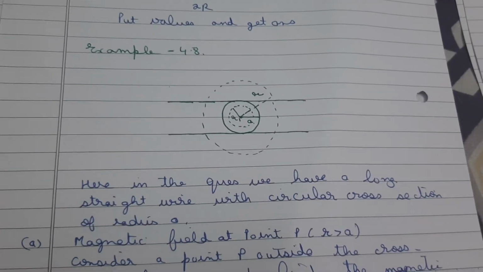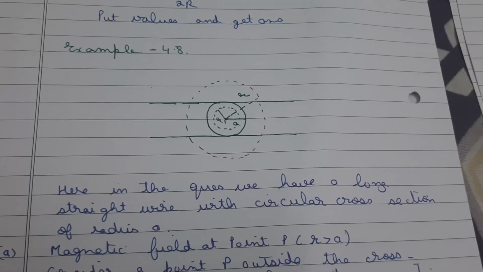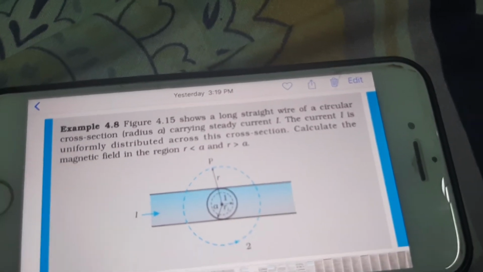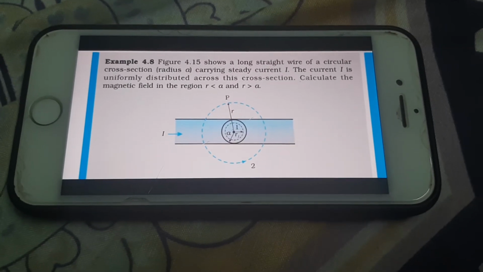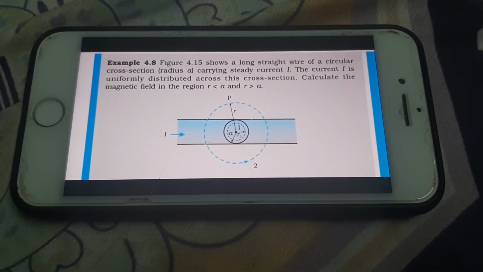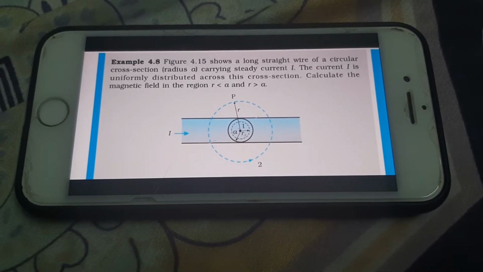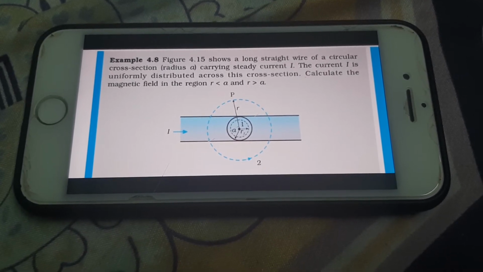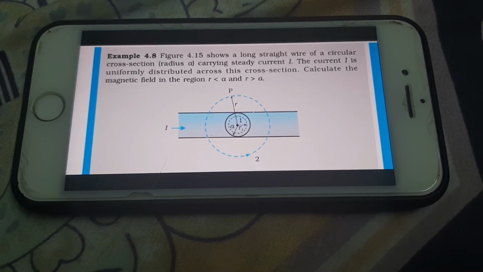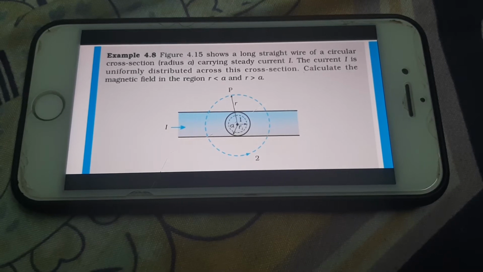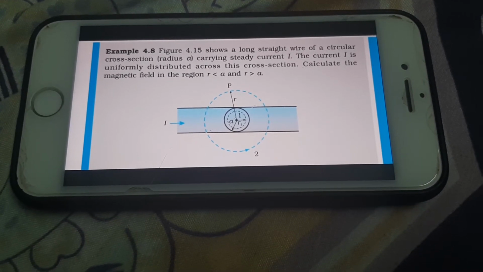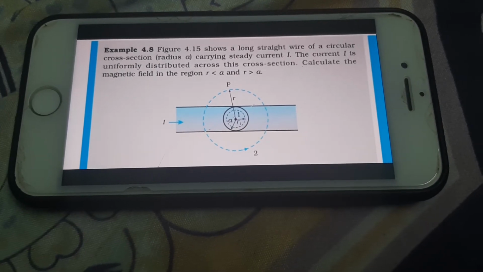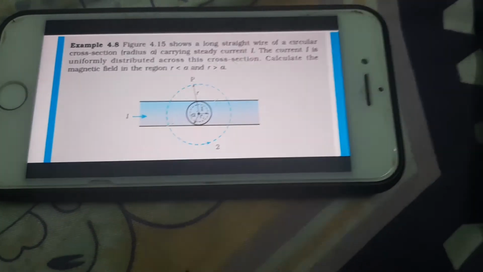Next we have example 4.8. First we will read the question. In this figure, it is shown a long straight wire of circular cross section of radius a carrying steady current I. The current I is uniformly distributed across this cross section. Calculate the magnetic field in the range r less than a and r greater than a.